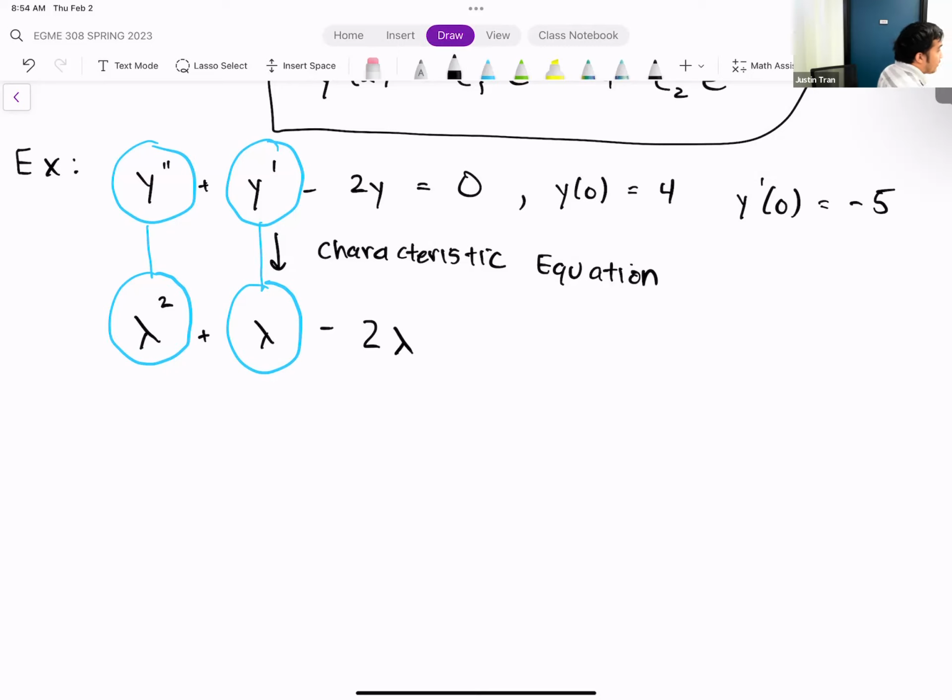When there's no derivative on the y, that means you don't multiply by a lambda. Okay. And so in this case, the minus 2y becomes just a minus 2. All right, so that's our characteristic equation, lambda squared plus lambda minus 2. And so let's go ahead and find the roots of this characteristic equation.